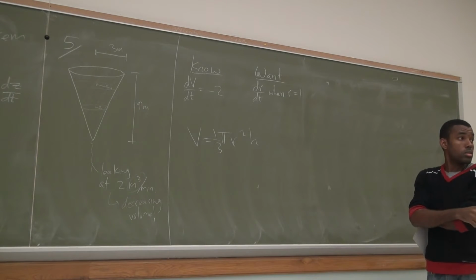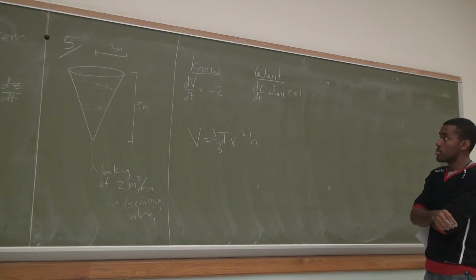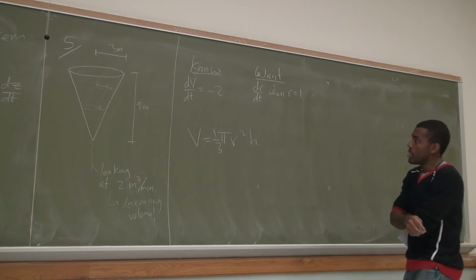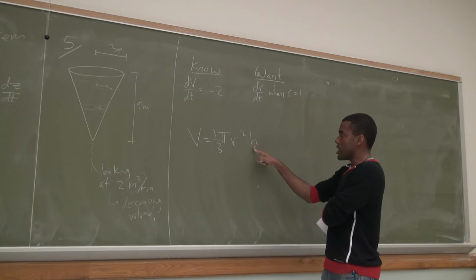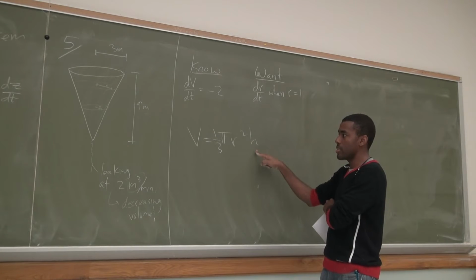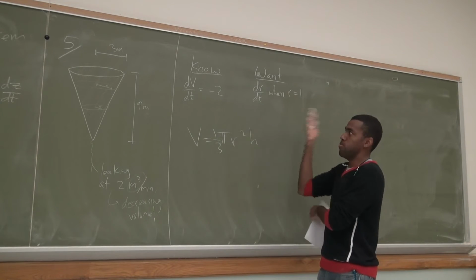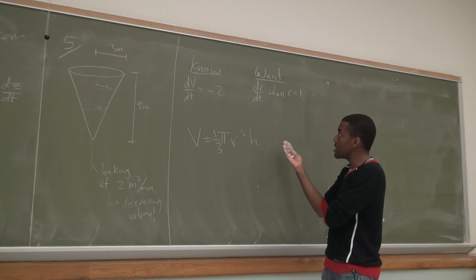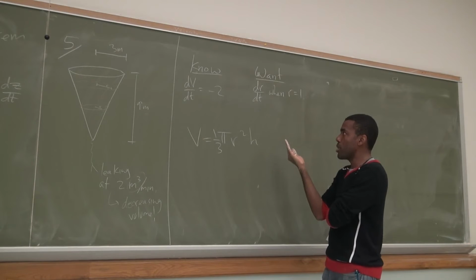Should we get this in terms of one variable? There are too many variables. Why? This is an r, this is an h. That means when I differentiate, I'm going to get a dr/dt and a dh/dt. I don't know dr/dt, and I don't know dh/dt. There are going to be two unknowns there.